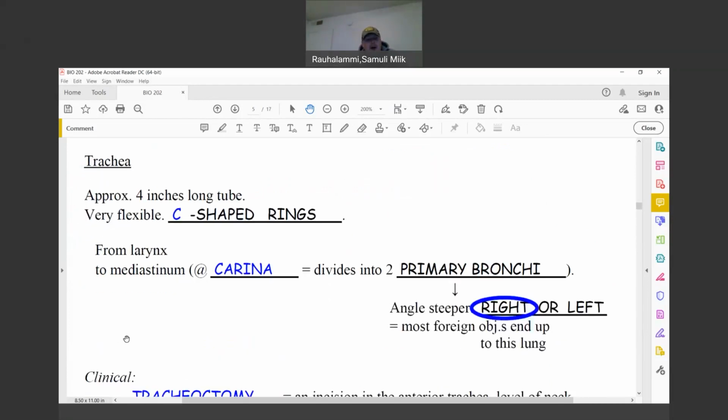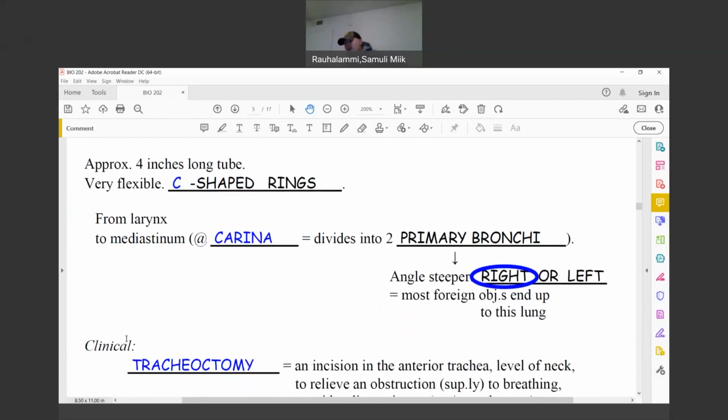The trachea is about a 4-inch-long tube, very flexible. What you end up seeing with the trachea is that there are these C-shaped rings, if you look from the top, that keep the trachea open at all times. So even if you were unconscious, your trachea would still remain open thanks to these cartilage rings that ensure that this pathway remains open.